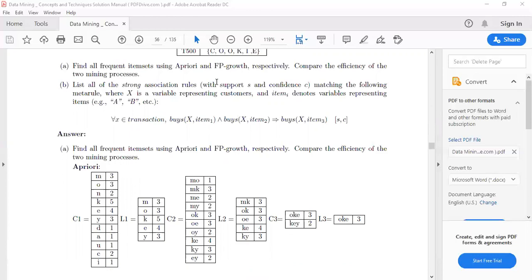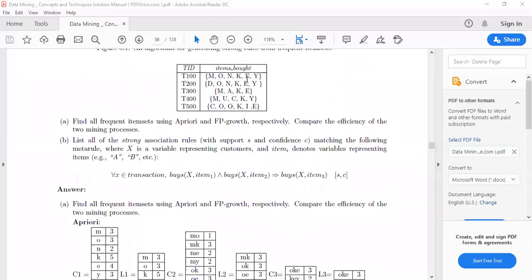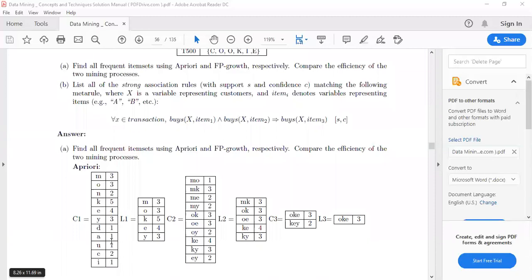So like that, first we have to generate the candidate key each and every time how it is going to occur. M is 3, O is 3, N is 2, K is 5, E is 4, Y is 3, D is 1, A is 1, U is 1, C is 2, and I is 1. So like that, we have to find out how many alphabets are there and how many times each has been repeated. That is the first step.